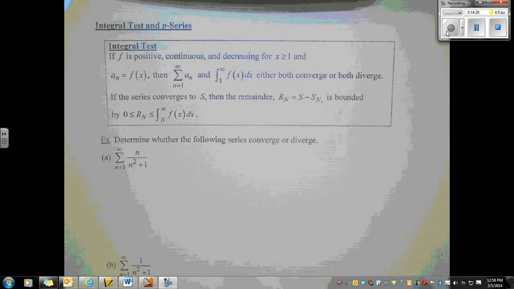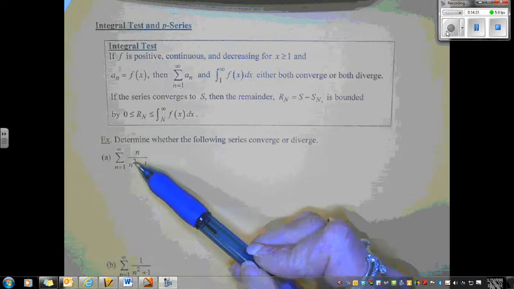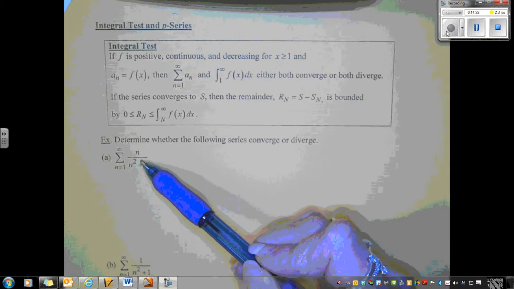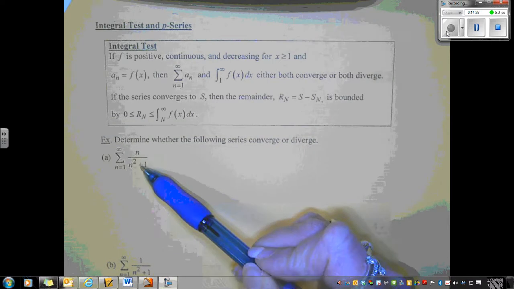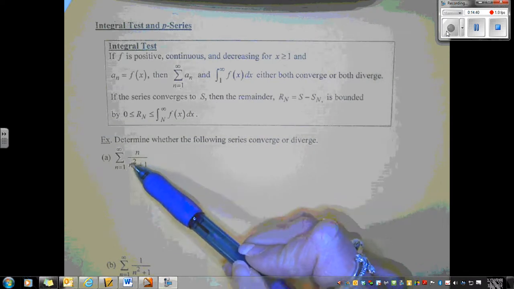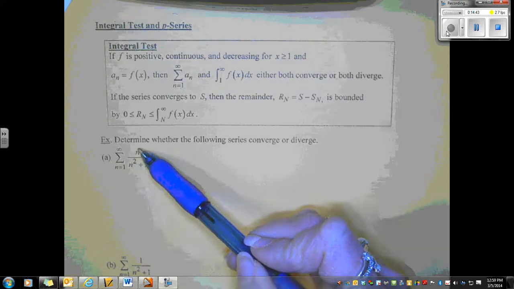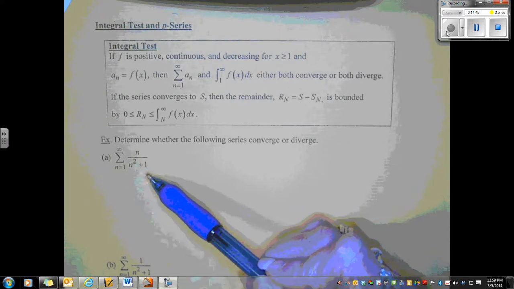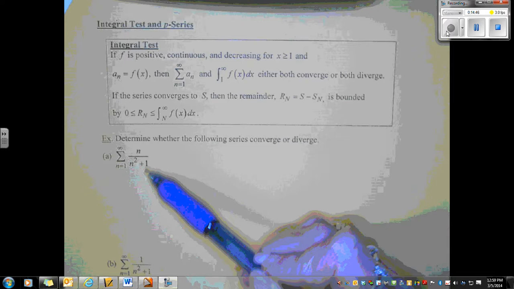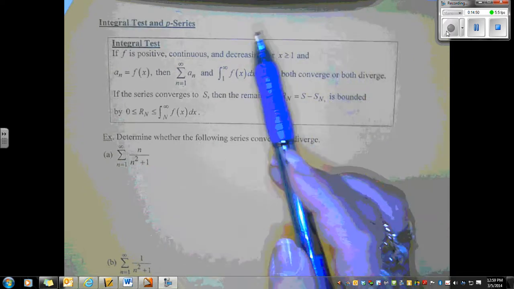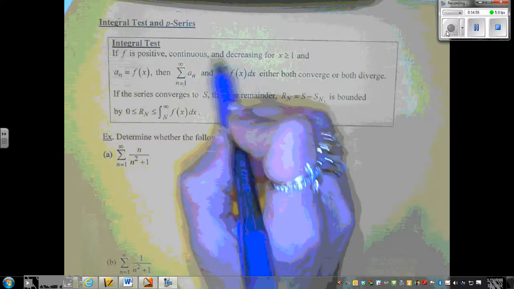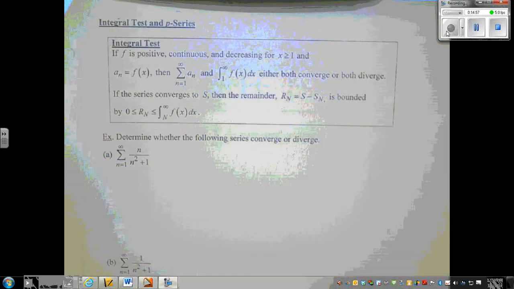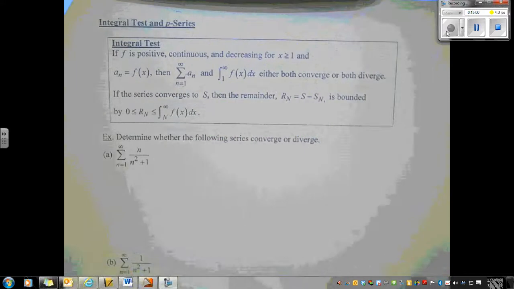First of all, is this positive, continuous, and decreasing? Well, let's see. 1 over 2, 2 over 5, yes, 3 over 10. Sounds to me like it's positive and it's decreasing, right? So that's good. We're good to go. We checked this. It works. It was positive, continuous, and decreasing. Okie dokie.